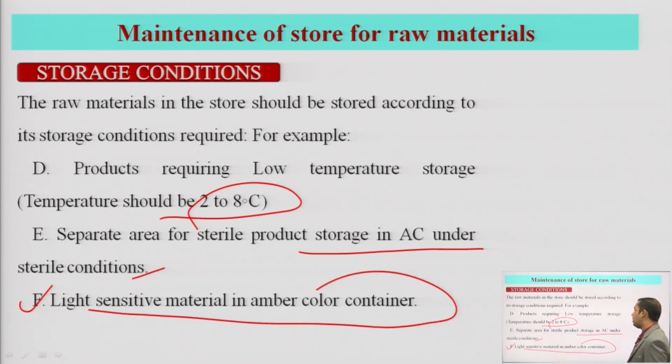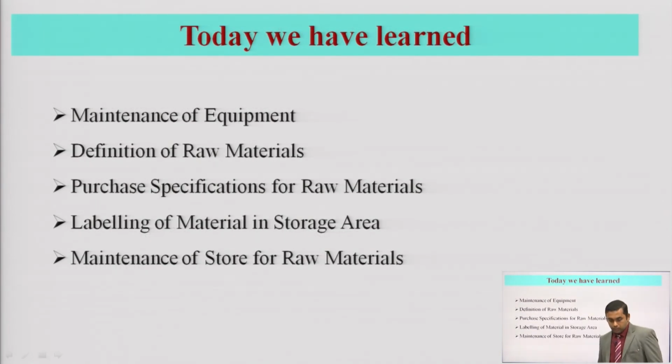Light sensitive material should be kept in amber color container, because of the photoelectric effect. If light falls on the substance, there will be some reaction, and the substance will degrade. So, today in this lecture we have seen about the maintenance of the store. We also have learned about the definition of raw materials, what should be the purchase specification of raw materials, labeling of raw material in the storage area, and ultimately maintenance of store for raw materials.